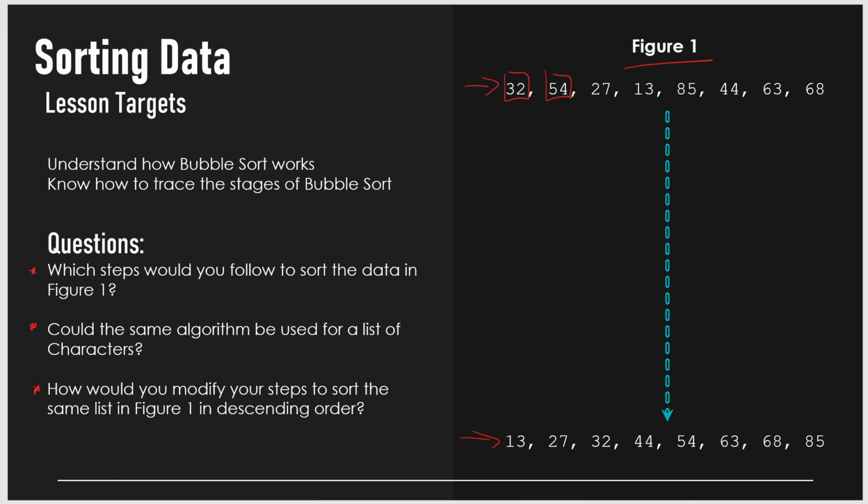Think about whether the same steps that you've used to organize this data into an ascending order, could you do the same thing with letters, with characters? Now, if you can do that with characters, and you've done it with numbers as well, what I also want you to think about with this third question is how would you need to change the process that you use to put these numbers in ascending order? What would you have to change to actually sort them in descending order, right?